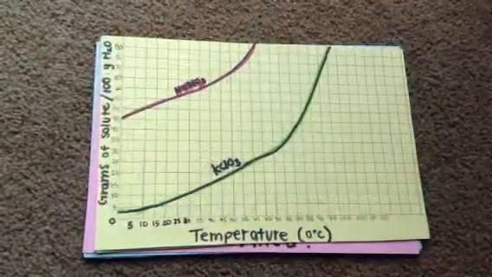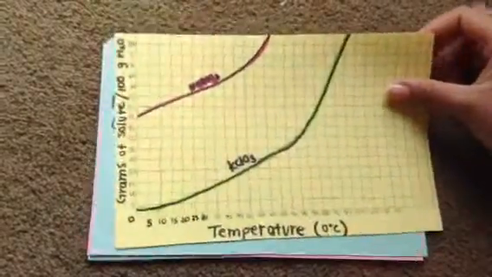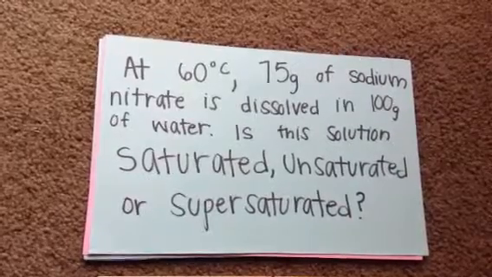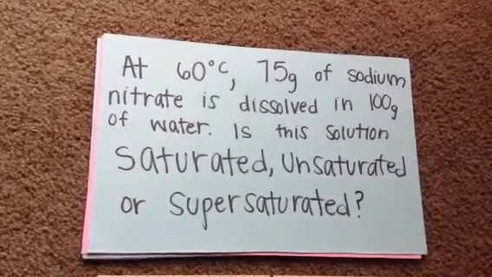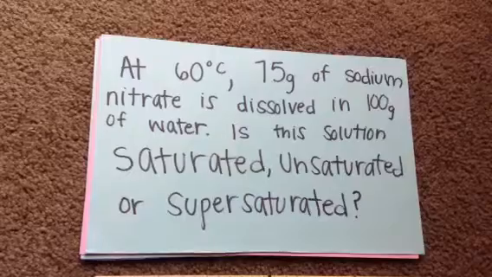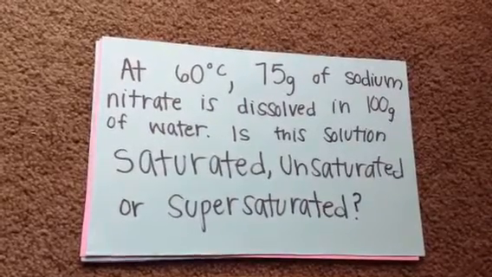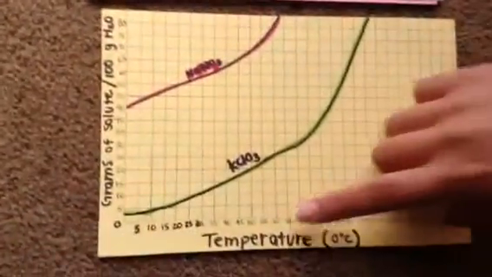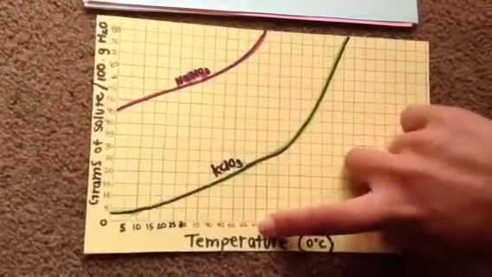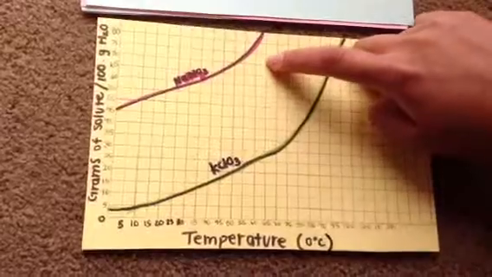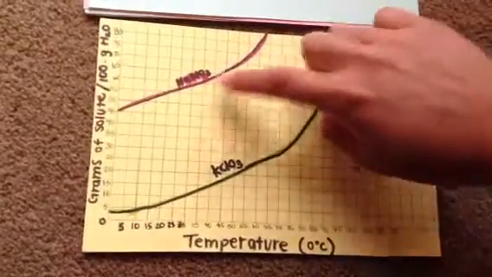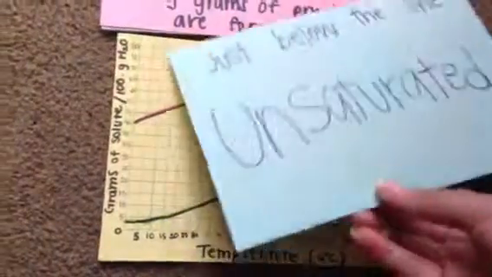We will use this graph for the following examples. At 60 degrees Celsius, 75 grams of sodium nitrate is dissolved in 100 grams of water. Is this solution saturated, unsaturated, or supersaturated? If we look at the graph, we find that 60 degrees Celsius and 75 grams of sodium nitrate is just below the line. So it's unsaturated.